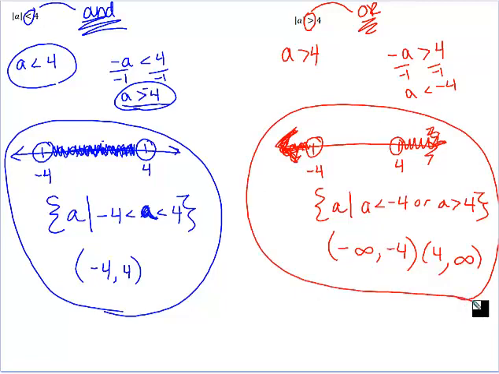All right, so when we're solving these absolute values with inequalities, we need to look to see if we have a less than sign or a greater than sign. If it is less than, we're going to view it as an and. If it's greater than, we're going to view it as an or.